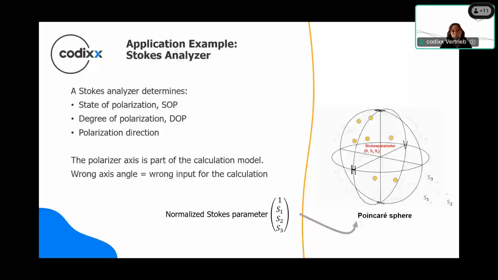Another good example for an application of a higher polarization axis accuracy would be the Stokes analyzer. This is a system that measures the polarization state of light and can calculate parameters like the state of polarization, degree of polarization, or the polarization direction. The polarizer axis is part of the calculation model, which means if you have a wrong axis, you have wrong input into your calibration.